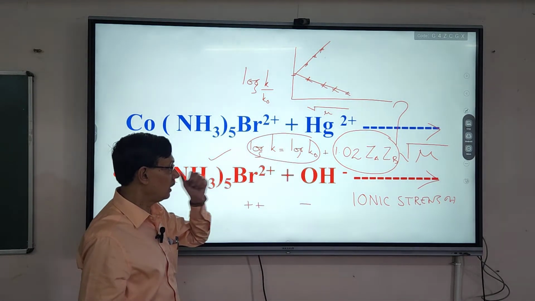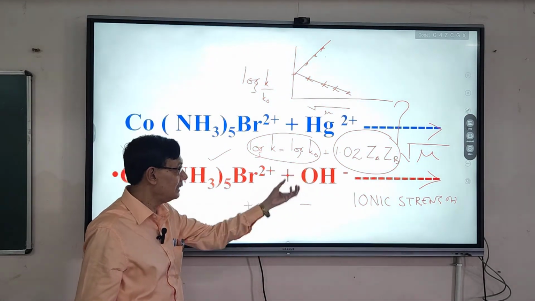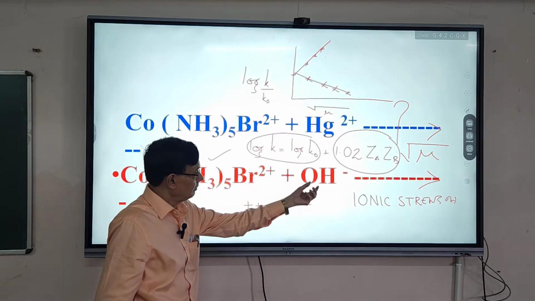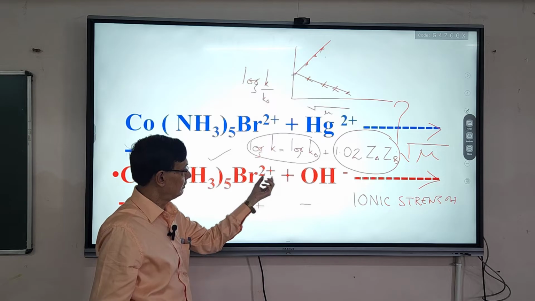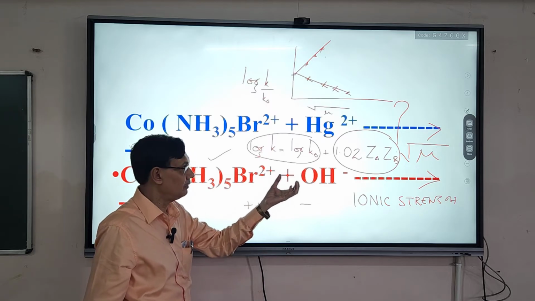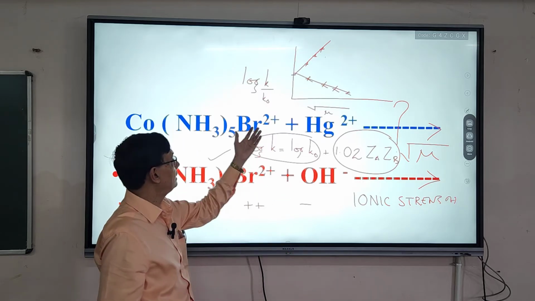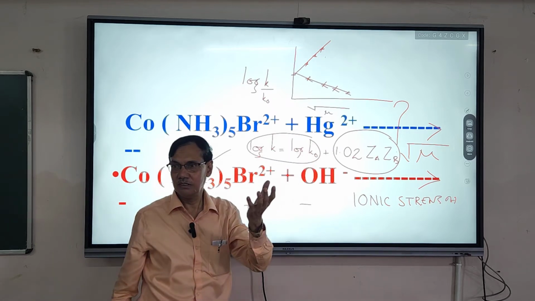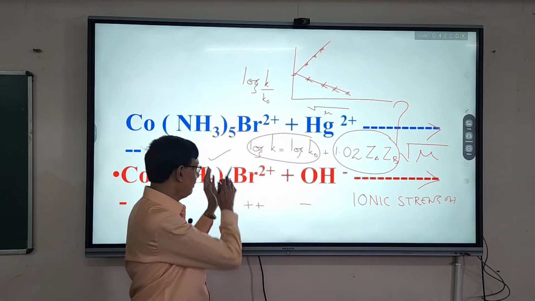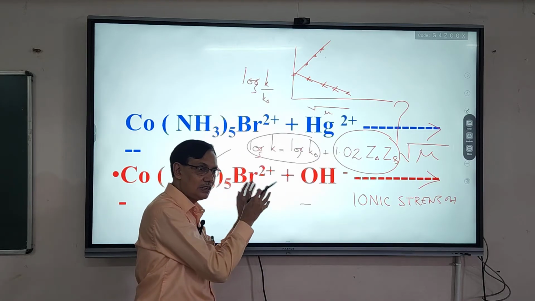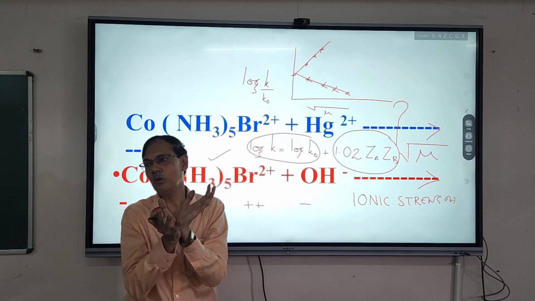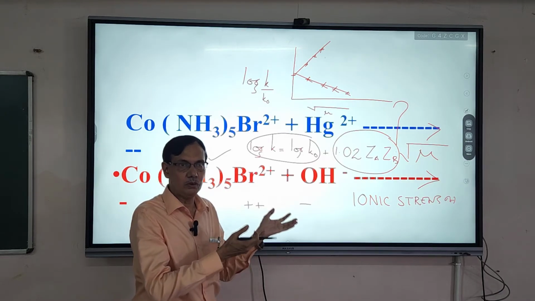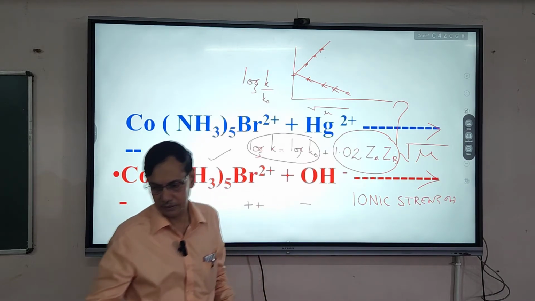So now you can understand, ZA is the valency. When one is plus and the other is minus, the ZA ZB value is negative. In some cases the ZA ZB value is positive. And if one molecule is neutral, then the ZA ZB value is 0. So that is the output of the Bronsted-Bjerrum equation. But let me explain all these things.